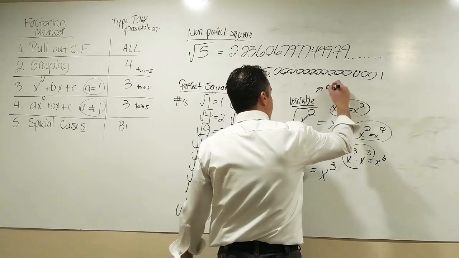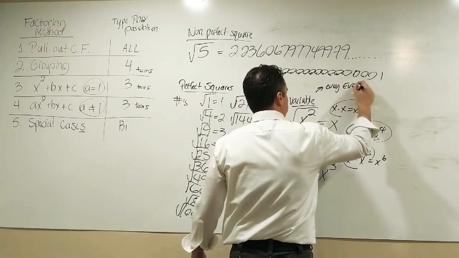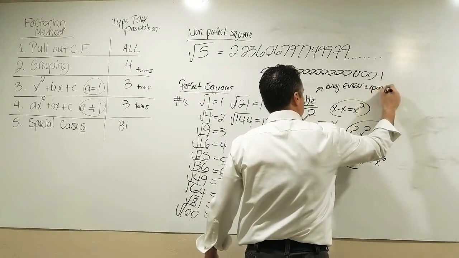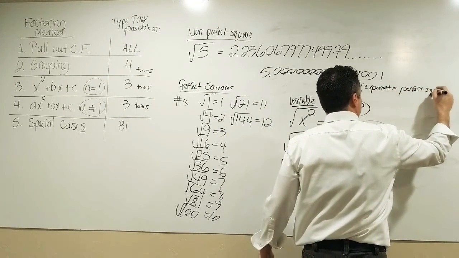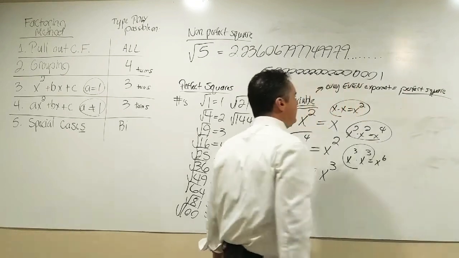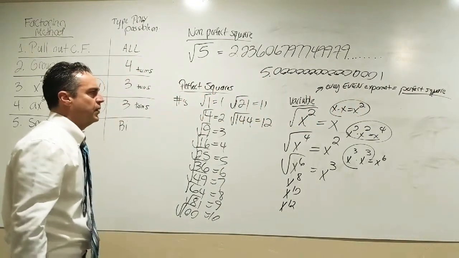And so we can write that up here. Every even exponent, okay, equals a perfect square. All right? Every even exponent equals a perfect square.